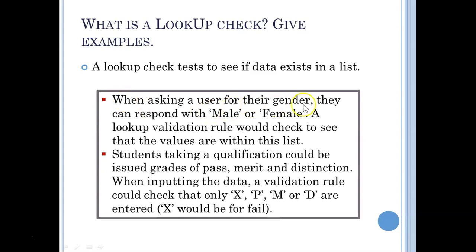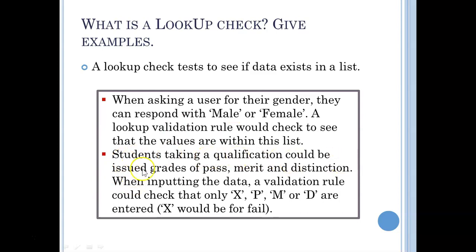So when asking a user their gender, they can respond with male or female. So a lookup validation rule would check to see if the values are within this list. So there would be some file, it would have the information male or female for the gender. So if someone doesn't type in male or female, if they type in something else, then what would happen is it will return an error because that gender does not appear in the gender file, which would be accepted.